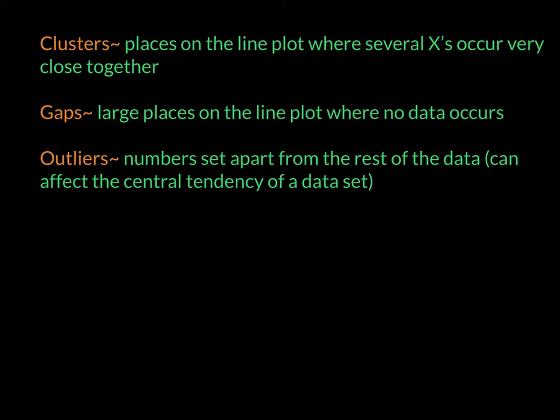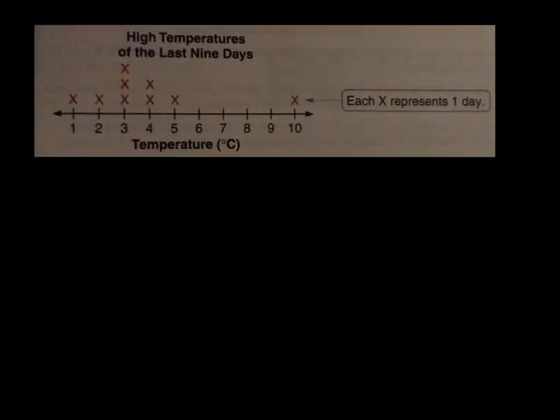The last one is outliers. These are numbers set apart from the rest of the data, and they can affect the central tendency of the data set. And remember, the central tendency is when you're figuring out the mean, median, and mode. So make sure you pause this video and get all of these vocabulary words written down. Let's put these new vocabulary words into use.